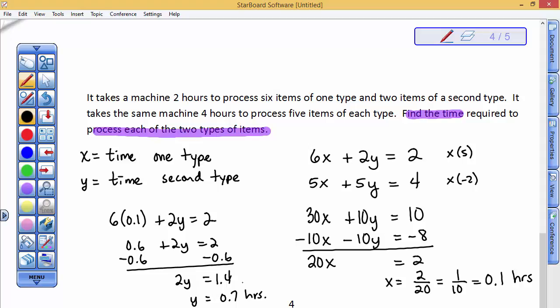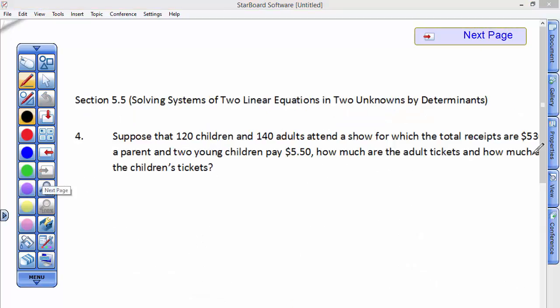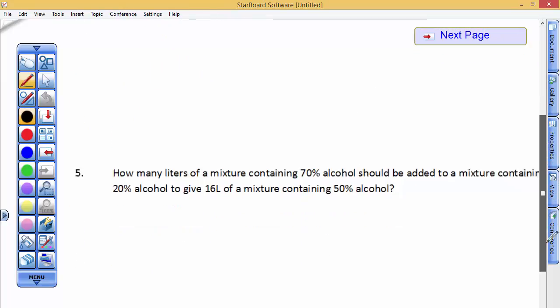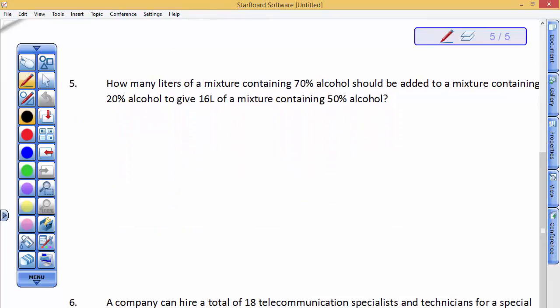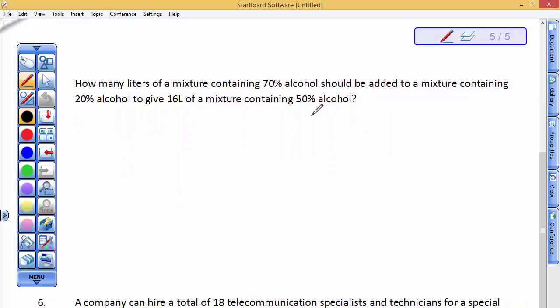I think if anything, I'd set up one more question for you right now, and it would be this mixture problem that has to do with percent alcohol in a container. So it says how many liters of a mixture containing 70% alcohol. So I'm going to draw a container. And I want to know how many liters of this container that has 70% alcohol should be added to a mixture.